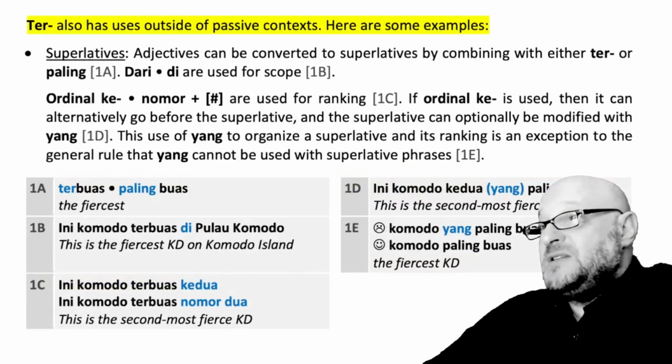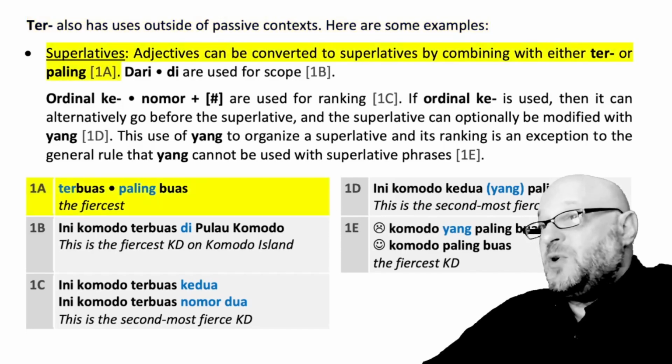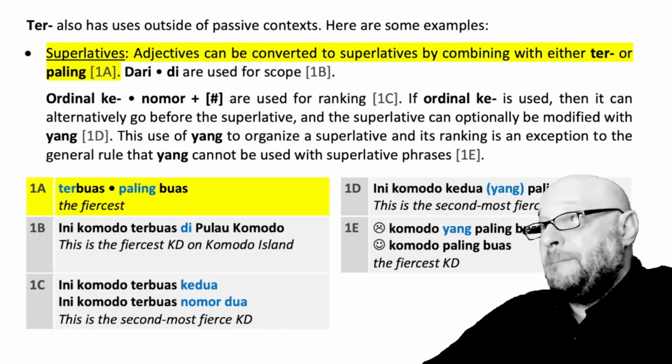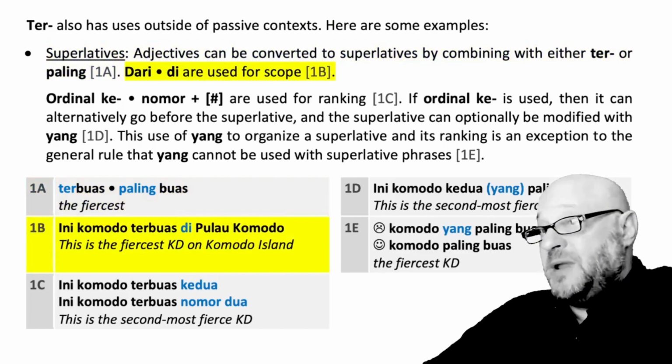Also has uses outside of passive contexts. Here are some examples. Superlatives. Adjectives can be converted to superlatives by combining with either ter or paling. Example 1a, buas or paling buas, the fiercest. Dari and di are used for scope. In example 1b, ini Komodo buas di Pulau Komodo. This is the fiercest Komodo dragon on Komodo Island.